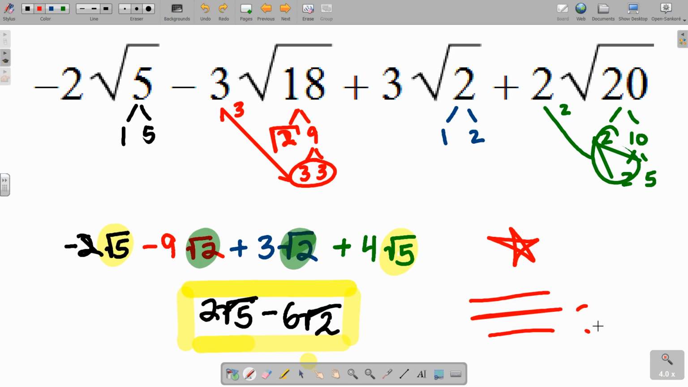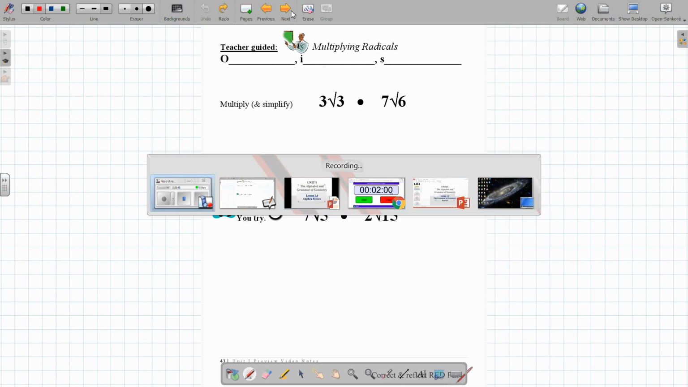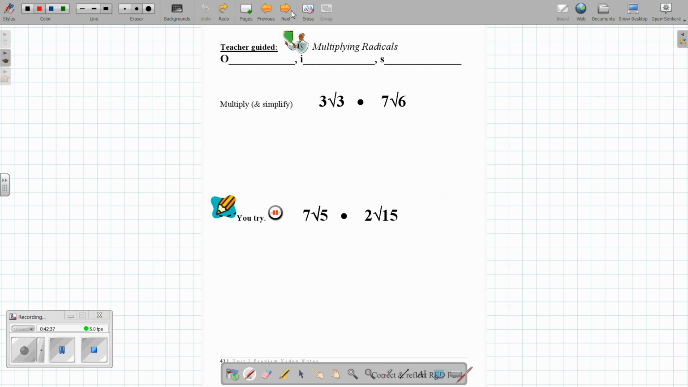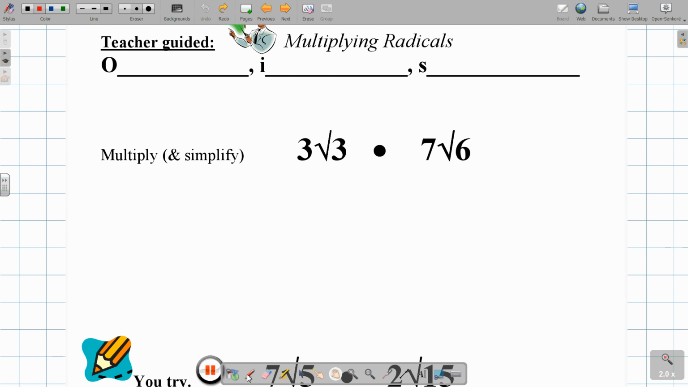Okay, so we have simplified radicals. We've added and subtracted radicals. Now we're going to multiply radicals. Outies, innies, simplify.